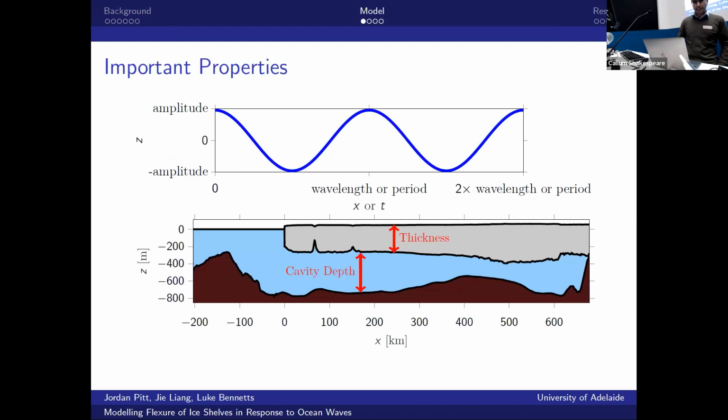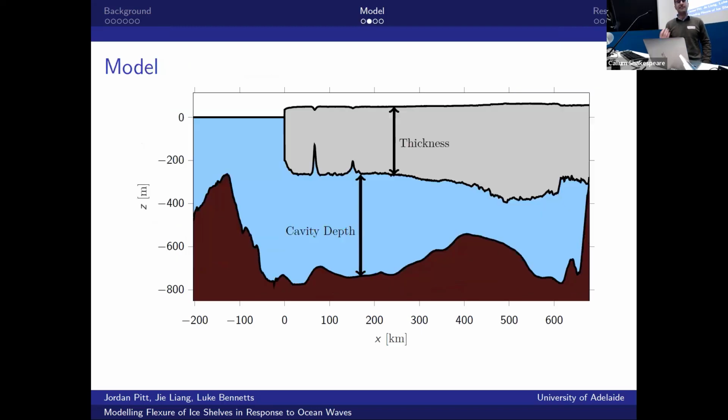Okay, so these are our two properties. We have our waves and we have our ice shelf. And I've drawn our ice shelf as two-dimensional because it is a two-dimensional model that I'm talking about today, although, of course, real ocean waves and real ice shelves are three-dimensional. We have our thickness and our cavity depth, which changes over the distance into the ice shelf. And then we're going to want to send our wave in, essentially. And I already drew you a conceptual model of what it's going to look like.